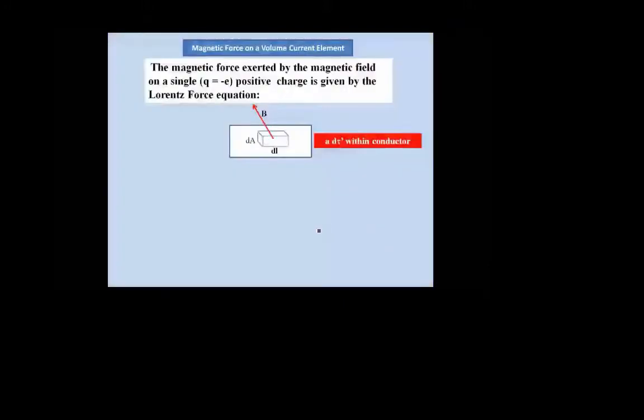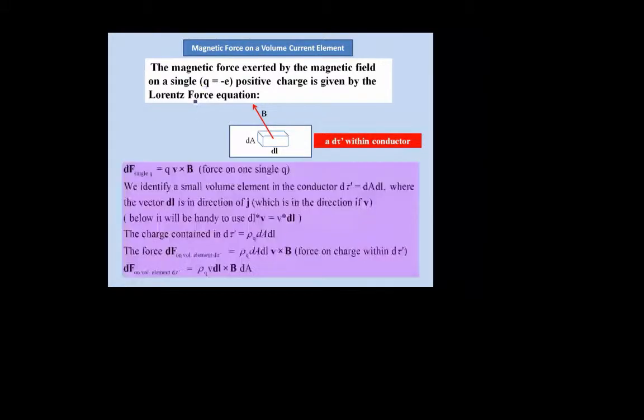Now let's look at the magnetic force on a volume current element. Let's suppose we have a B field that penetrates the conductor, and we take a small d tau prime, which is our friend dA times a vector dl along the direction of current flow. So if Q is positive, we then have for the Lorentz force this equation here. And that is equal to an element of the force, and that would be on a single charge Q.